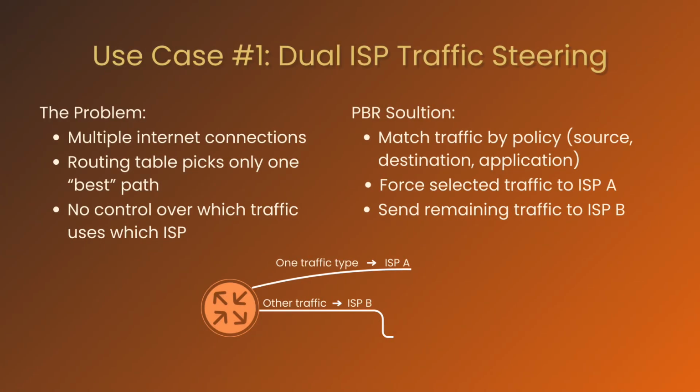One of the most common real-world use cases for policy-based routing is dual ISP traffic steering. In environments with multiple internet connections, the routing table will typically select a single best path for all traffic. With PBR, we can intentionally separate traffic, forcing certain traffic to use one ISP, while other traffic uses another based on business or operational requirements.